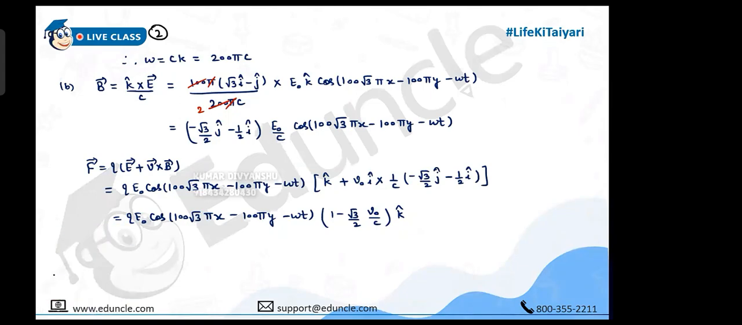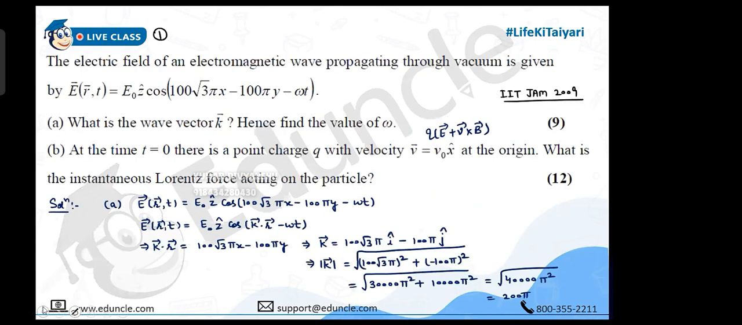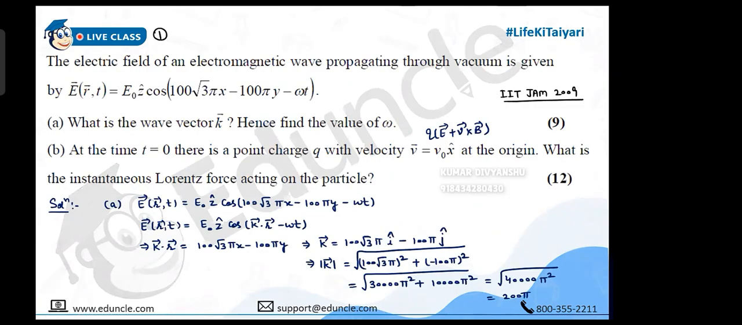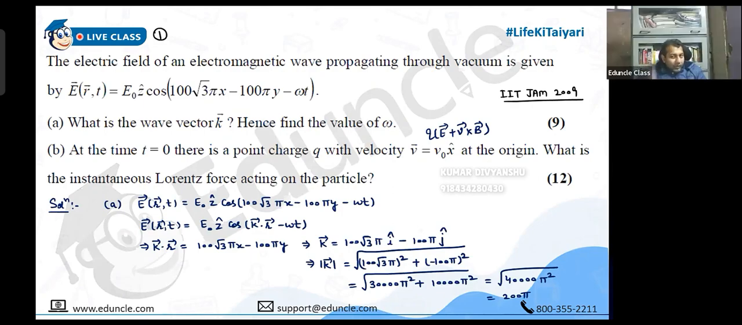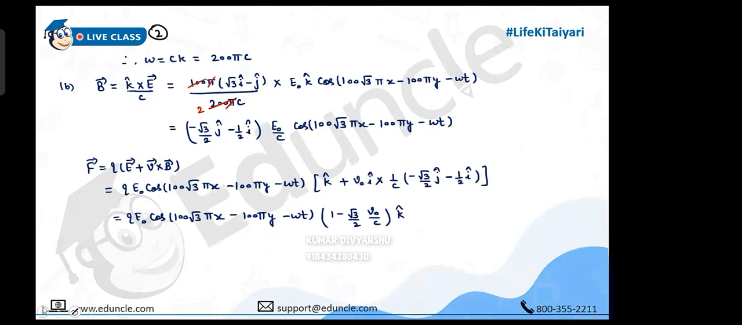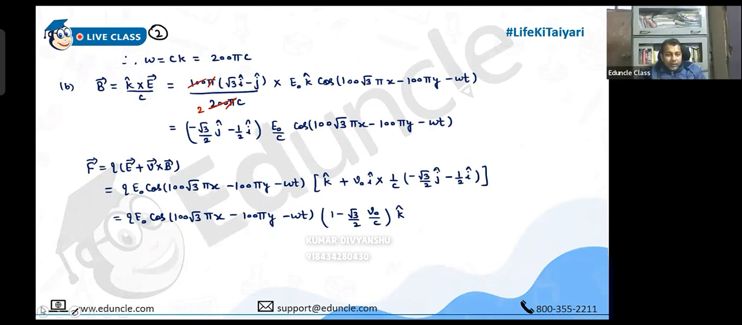So don't we have to put x and y to be 0, as the particle is at the origin at this point, and t is also 0? But this is the instantaneous Lorentz force, no? Instantaneous doesn't mean time 0; your t is there in the expression, so you would put t also as 0. That's what I'm saying to him, that it is for a particular point, for which you can say it.